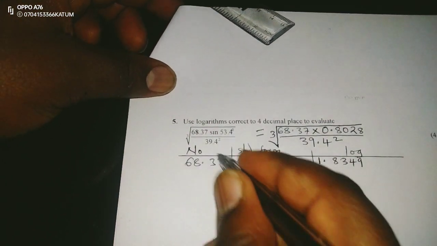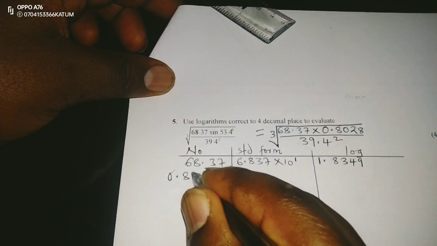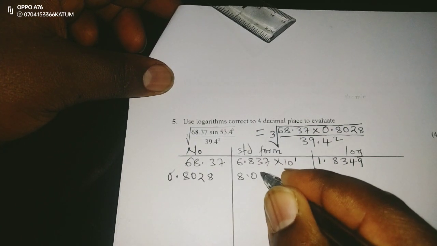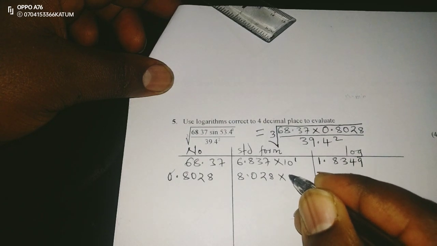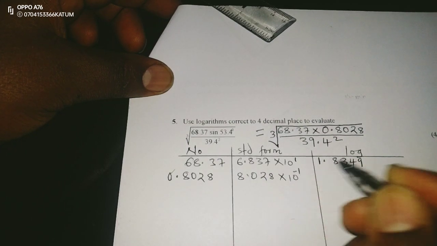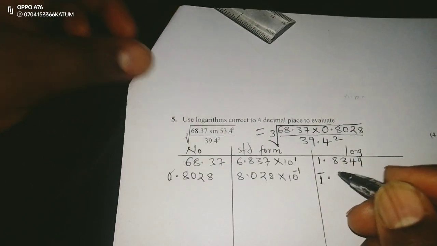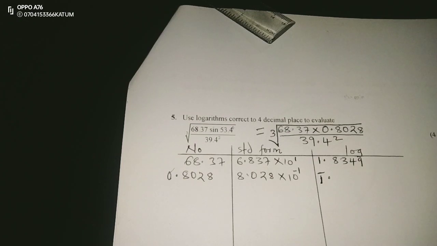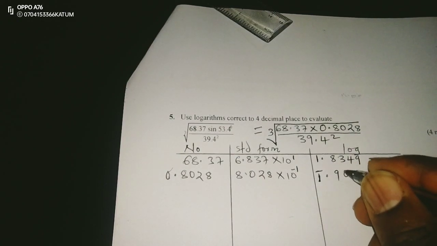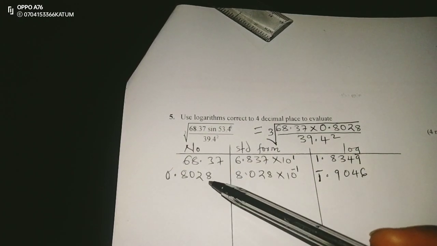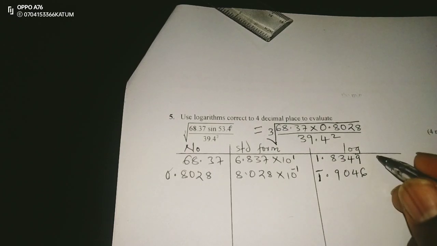The next number is 0.8028. So this becomes 8.028 multiplied by 10 to the power of negative 1. So the logarithm becomes bar 1 point. The logarithm of 8.028 is 0.9046. Now, because this number and this number have been multiplied, then we add their logarithms.